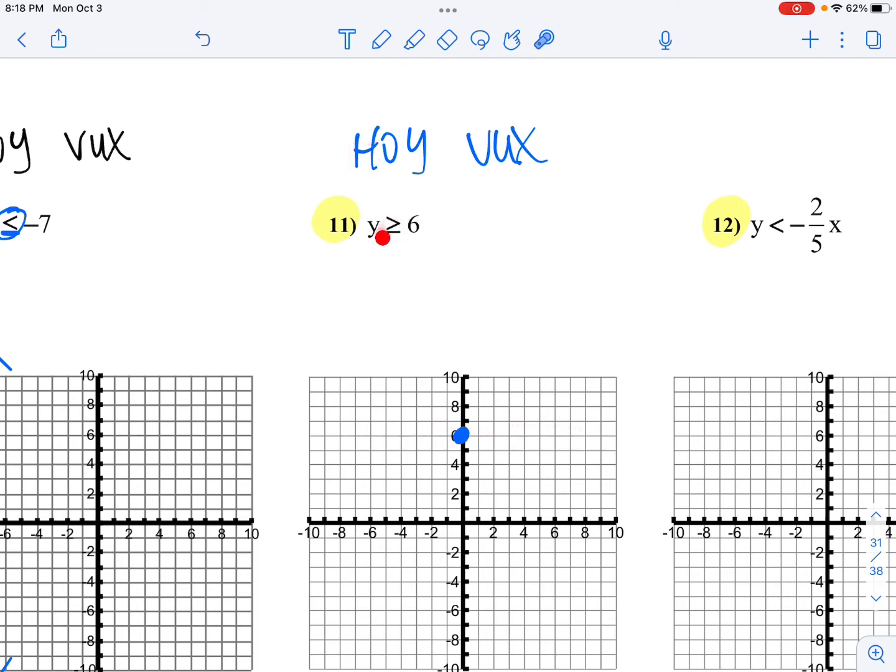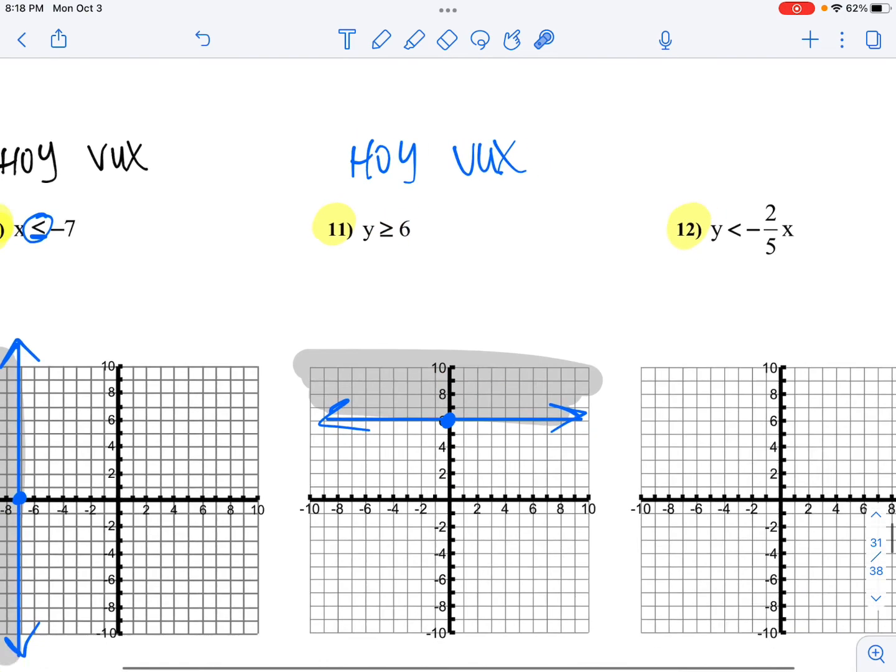And again, this is a solid line because of that equal bar. So I'm going to put a solid line like this. And it's telling me greater than. And the bigger numbers go this direction. The smaller numbers go this direction. So that's why I'm shading up, because it's telling me greater. To the right means bigger.